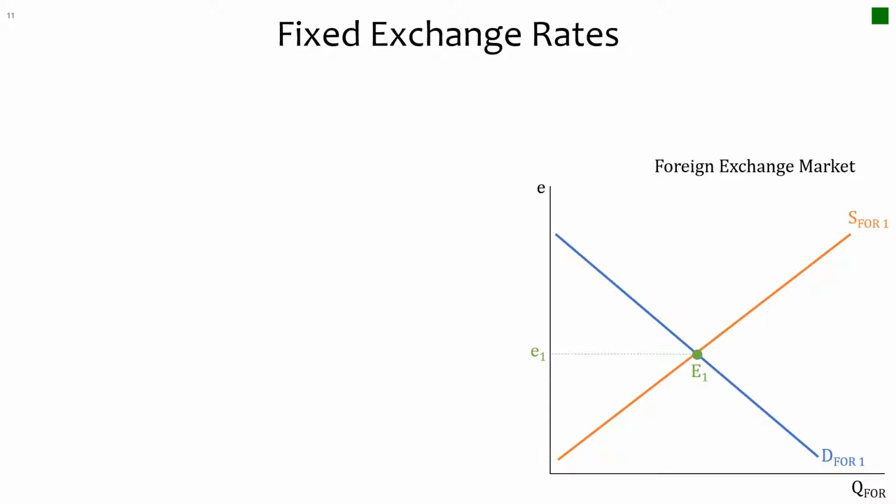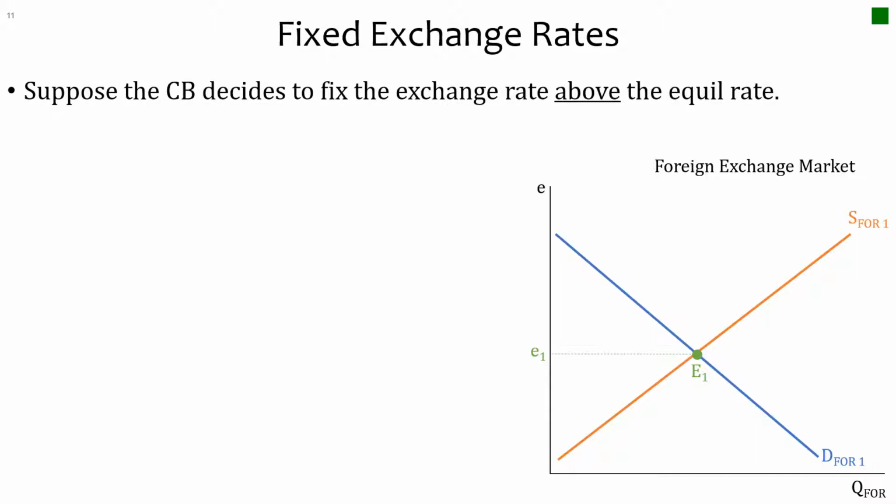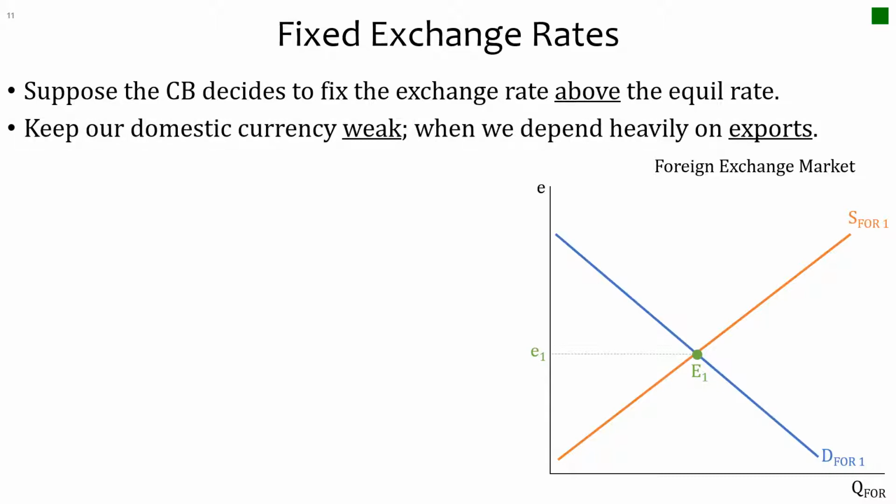Now let's see how a fixed exchange rate works on a graph. Suppose the central bank decides to fix the exchange rate above the equilibrium rate. Let's pause here and remind ourselves that the exchange rate is the price of foreign currency. So if it's a high value, it means that the domestic currency, the Canadian dollar, is weak. And the benefit of that is it's going to increase our exports.